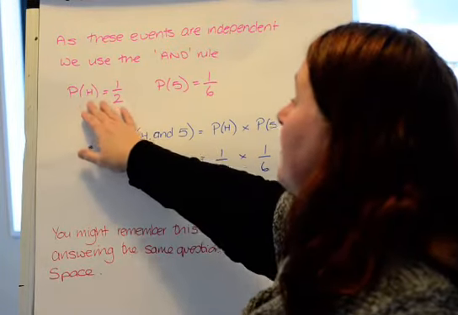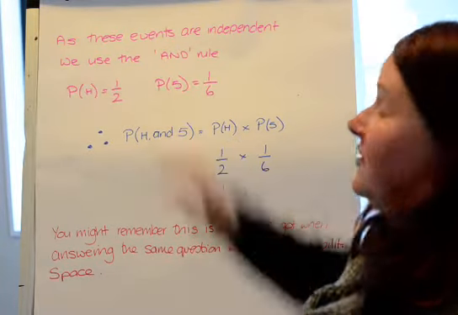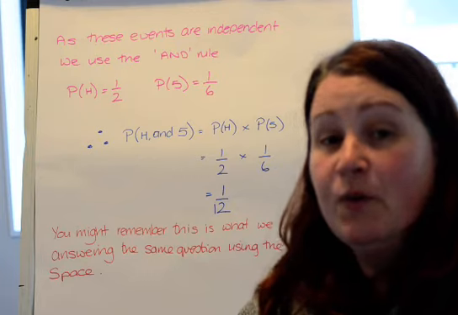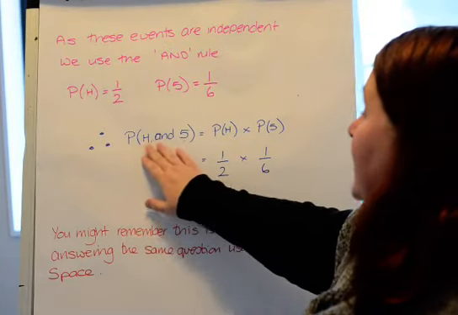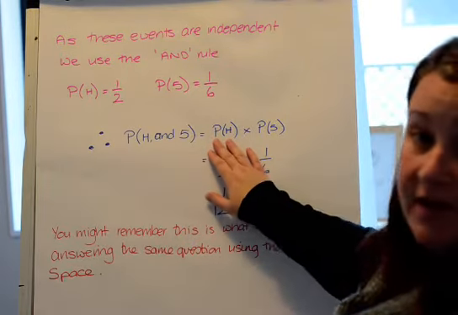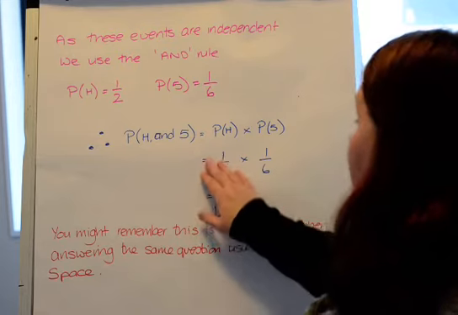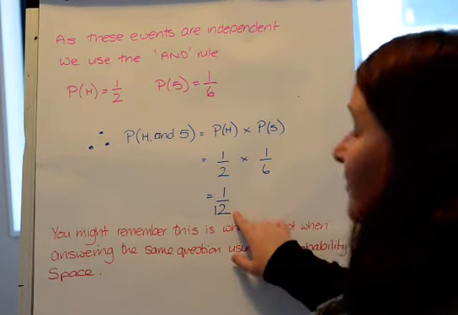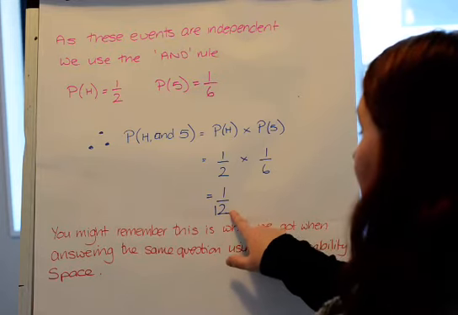So I'm looking, the probability of getting a head we know is a half. The probability of getting a 5 on a fair die is going to be 1/6. So the probability of getting a head and a 5 is going to be the probability of that head multiplied by the probability of that 5. Which is a half times 1/6, which, if you remember from your multiplication of fractions, is going to be 1/12.